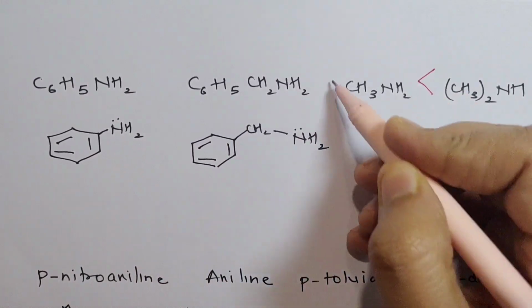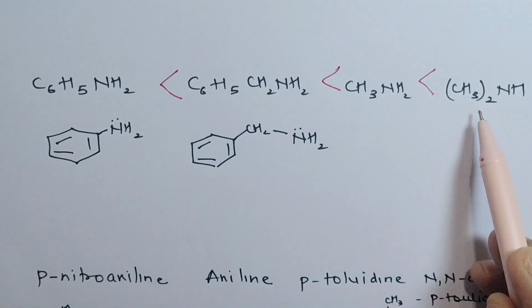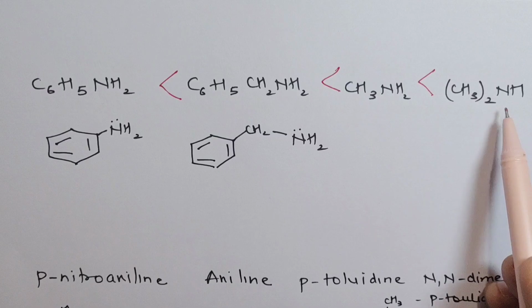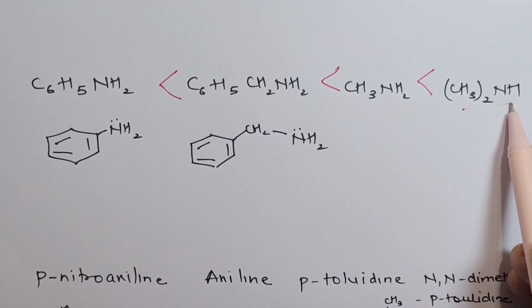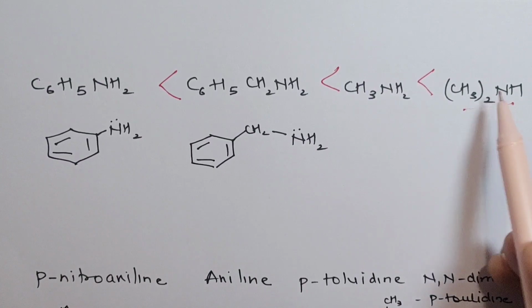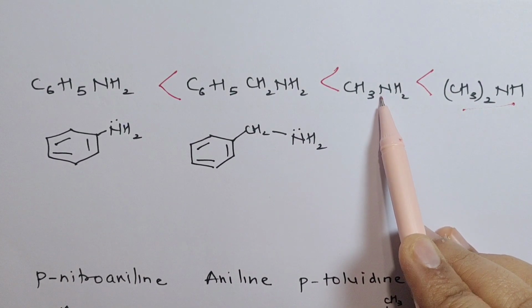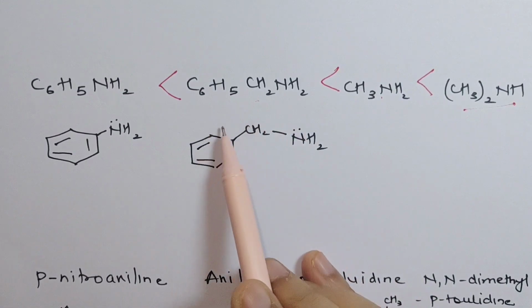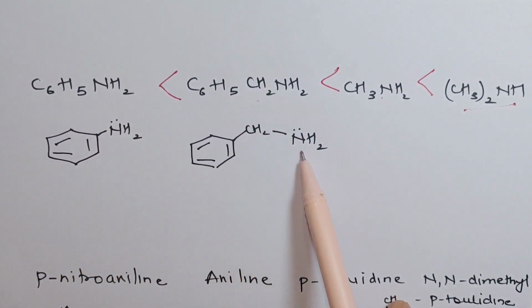So the order is this. Now secondary aliphatic amine obviously is more basic because of the two alkyl groups. So twice as much plus I effect. Here there's only one alkyl group. Now here this is aniline and this is benzylamine.